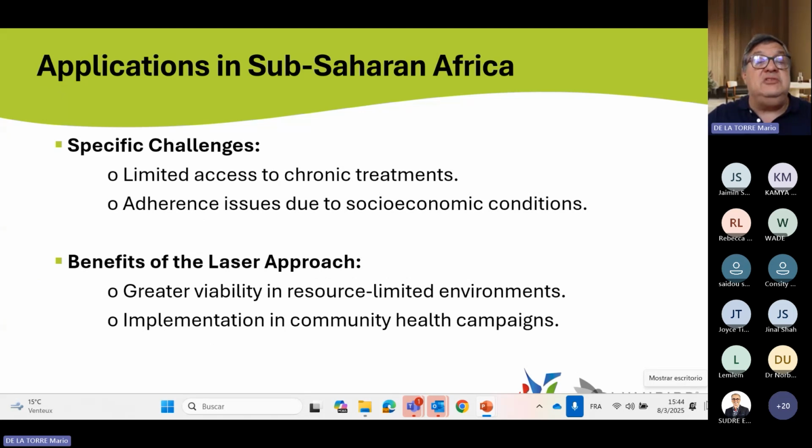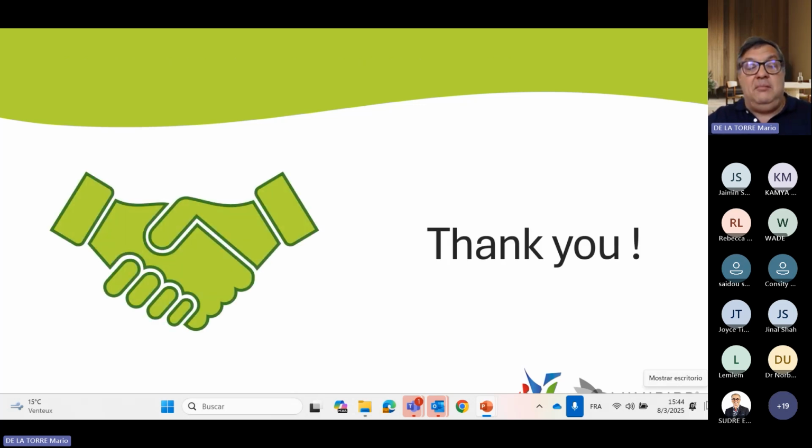What is the challenge that we can have in Sub-Saharan Africa? There are specific challenges in your area. Limited access to chronic treatments, adherence issues because of socioeconomic conditions. And the benefits of the laser approach: greater viability in resource-limited environments, and you can implement it in community health campaigns where you move the people to the place where you have the SLT. This is my first part.